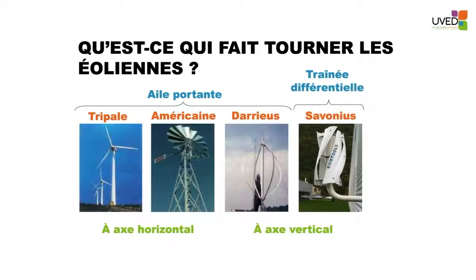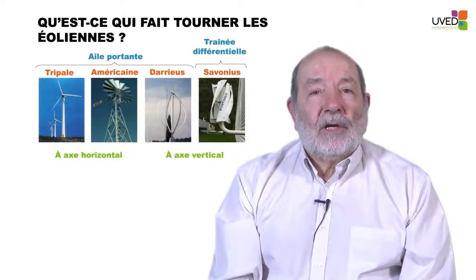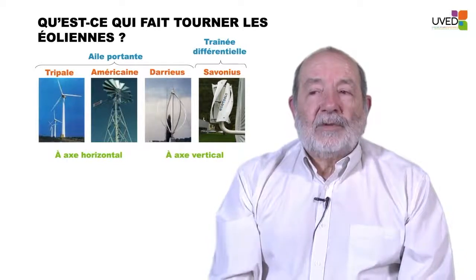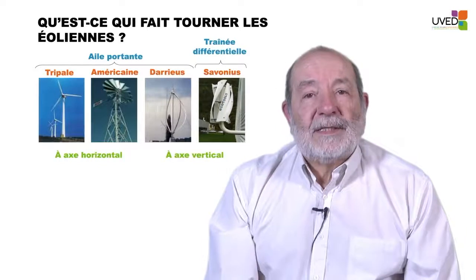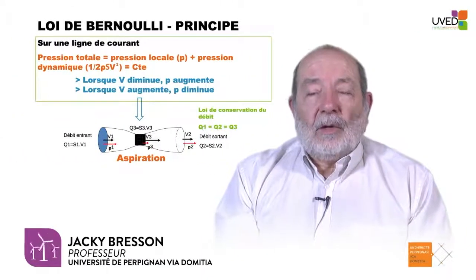Why do the blades rotate? There are 2 types of windmills: horizontal axis and vertical axis. All the horizontal axis windmills function according to the airfoil principle. And also the Darrieus vertical axis windmill operates the same way. However, the Savonius system with a vertical axis is based on the differential drag principle.